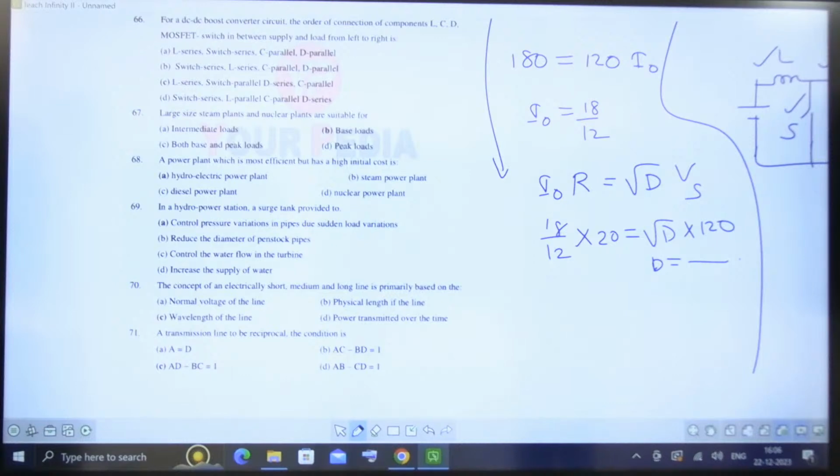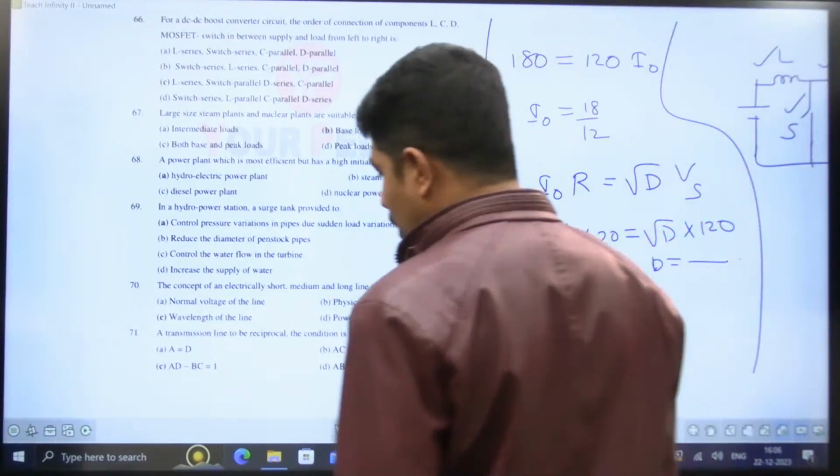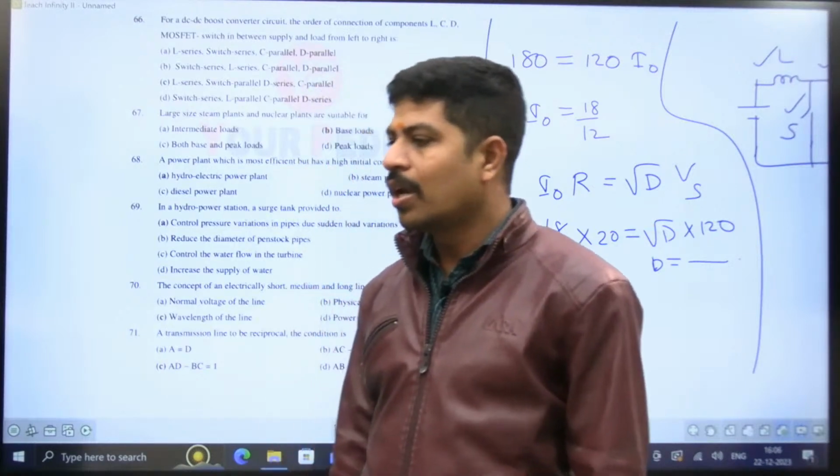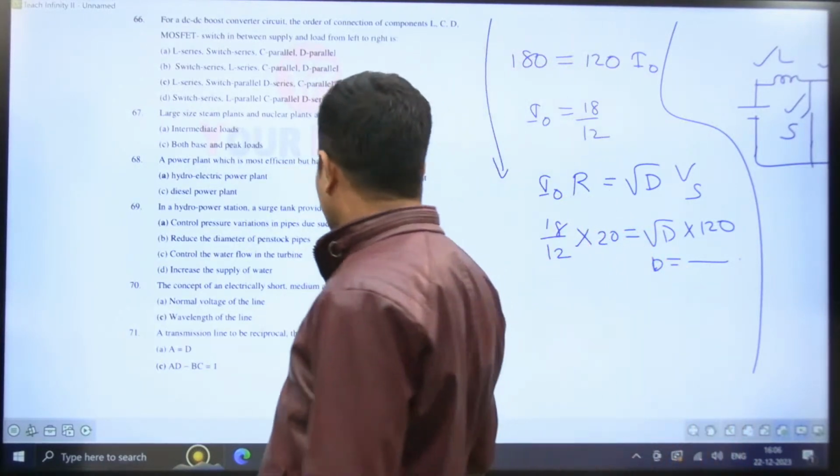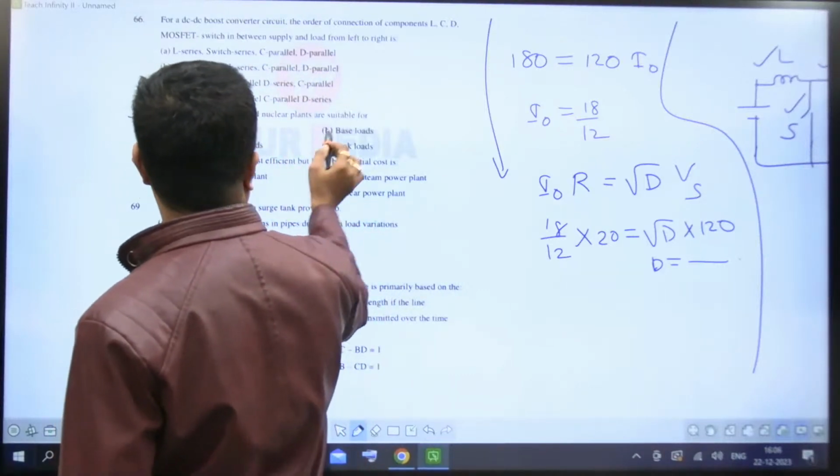Here the next question. Large size steel plants and nuclear plants are suitable. Any large size plant is suitable for base load plant. We are using any large size plant as base load plant. It is used as a base load plant.